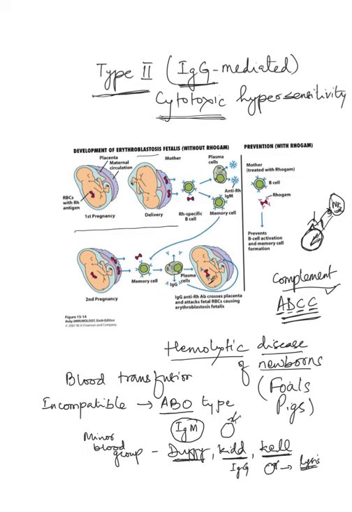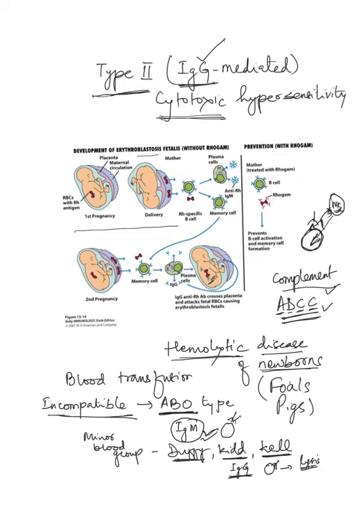So type 2 hypersensitivity is IgG mediated, except in some cases, as in a case of ABO incompatibility, if the transfusion is happening for the first time, then it is IgM, but mostly it is IgG on almost all the occasions. So these are some of the examples that I gave you.